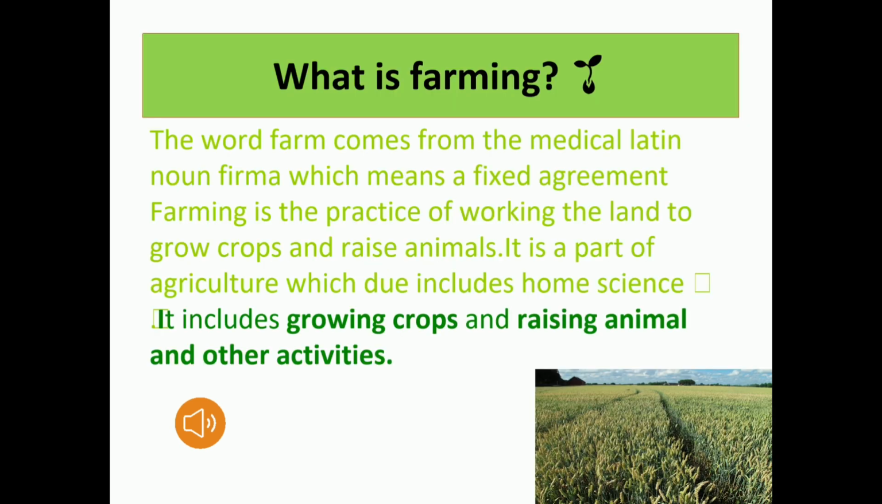What is farming? The word farm comes from the medieval Latin noun firma, which means a fixed agreement. Farming is the practice of working the land to grow crops and raise animals. It is a part of agriculture, which also includes home science. It includes growing crops and raising animals and other activities.